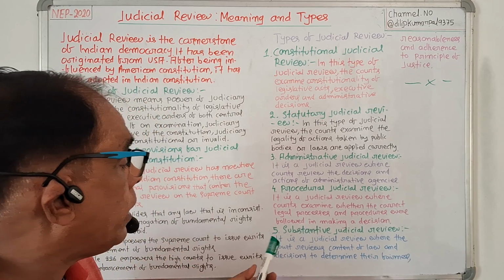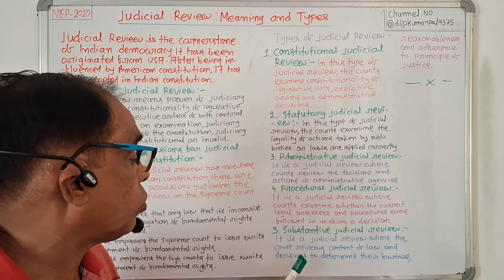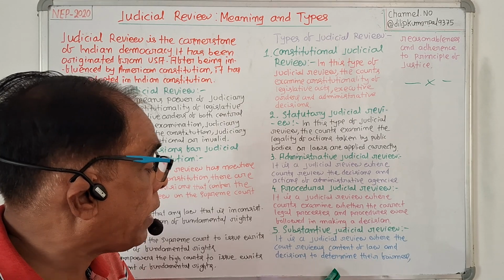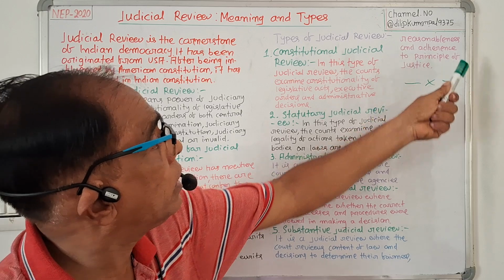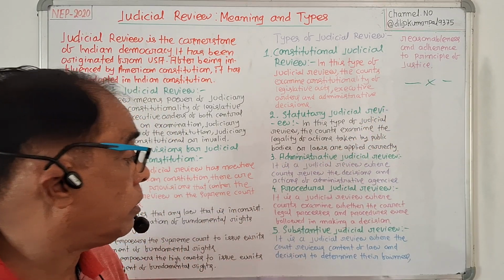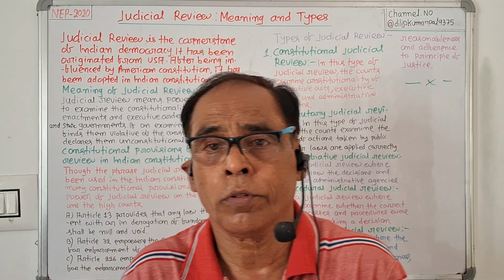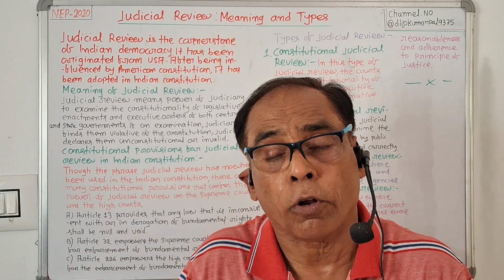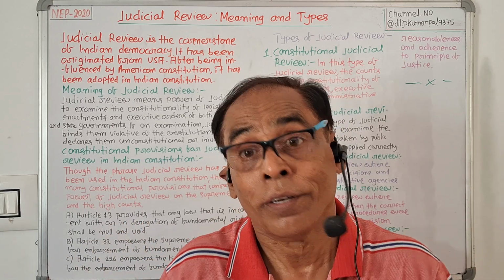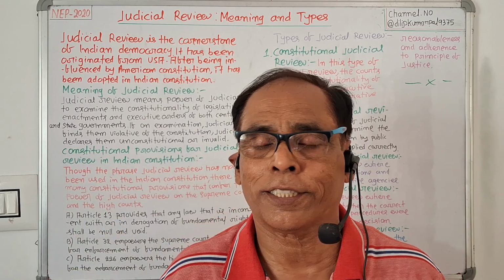Then the fifth one is substantive judicial review. It is a judicial review where the court reviews content of law and decisions to determine their fairness, reasonableness, and adherence to principles of justice. In substantive judicial review, the court will examine whether in the content of law there is fairness, reasonableness and adherence to justice.